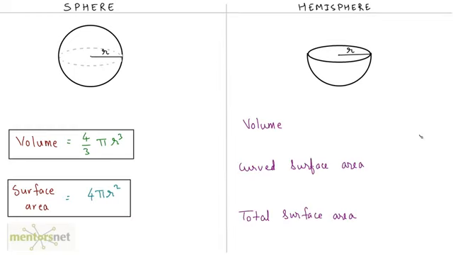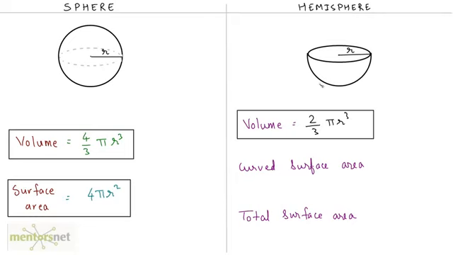Now we have three formulas for a hemisphere. A hemisphere is actually half of a sphere. So the volume will naturally be half of the volume of a full sphere, right? So we can write volume as 4 by 3 pi r cube divided by 2, and that will be 2 by 3 pi r cube. Now a hemisphere has a curved surface and a flat surface, right? What will be the area of this curved surface? It will be half of the total surface area of the complete sphere, and that will be 4 pi r square by 2, and that's 2 pi r square.